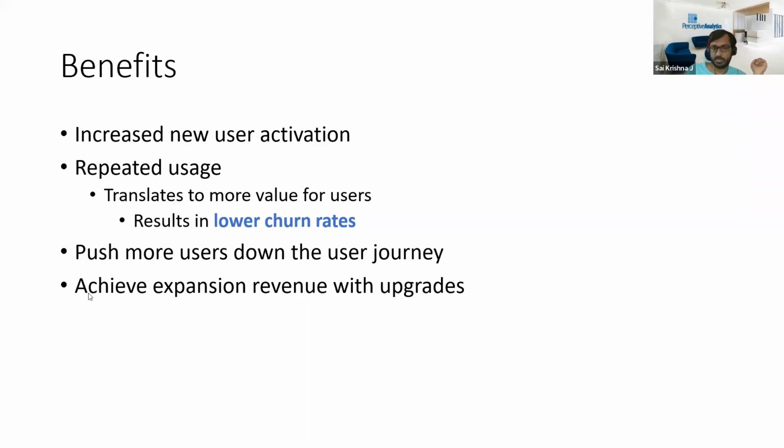And then achieve expansion revenue with upgrades. Now again, this is very related to the SaaS context. In the SaaS context, we measure the recurring revenue, right? Annual recurring revenue or monthly recurring revenue. Here, that revenue is classified into different types: new revenue, and revenue from people who have been with the company already and have upgraded the kind of subscription that they're using. That is what we call upgrades. So, achieve expansion revenue with upgrades.